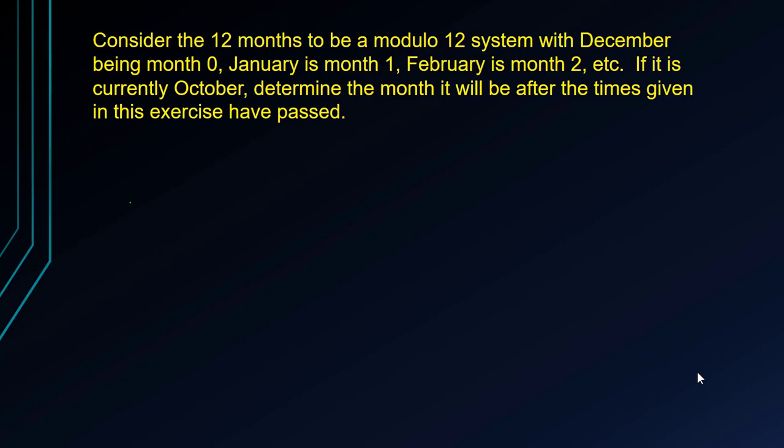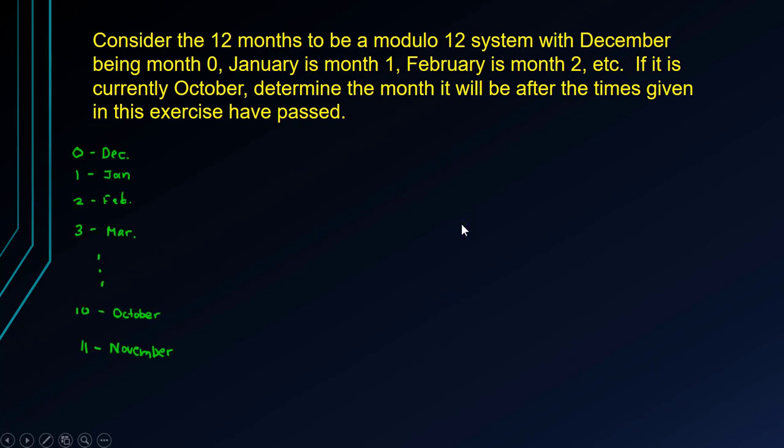Since this would give me 11 of the 12 months with the number that we're used to associating with them when we make dates, that's why I went with this. So the only switch I had to make is making December a 0 instead of a 12. So, if it is currently October, determine the month it will be after the times given in this exercise have passed.